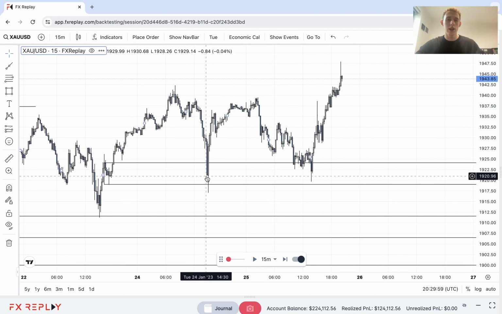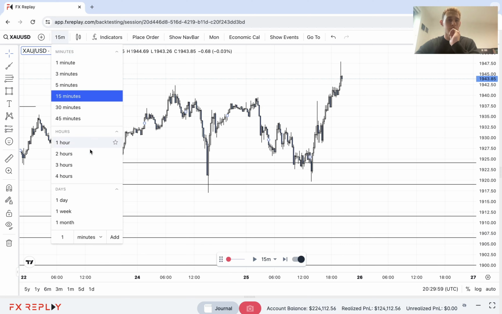Cool, very clean trade. Sweep of demand, break of structure on the lower time frames, pull back into the demand which swept the liquidity.